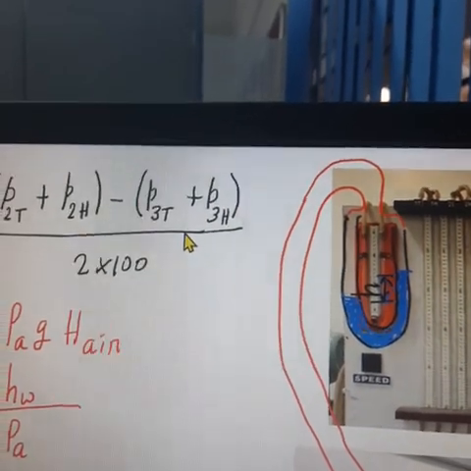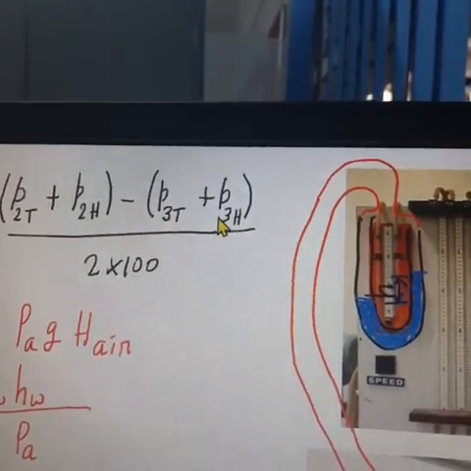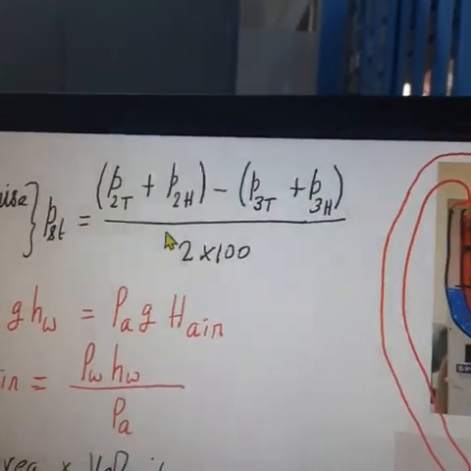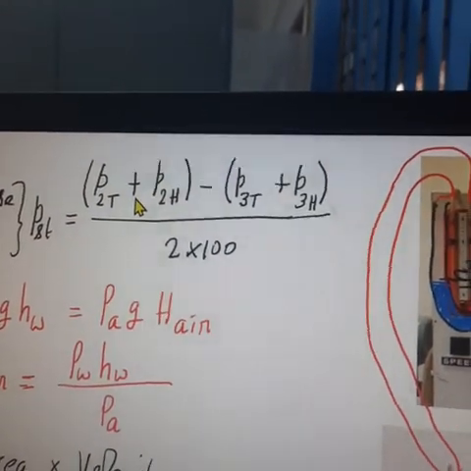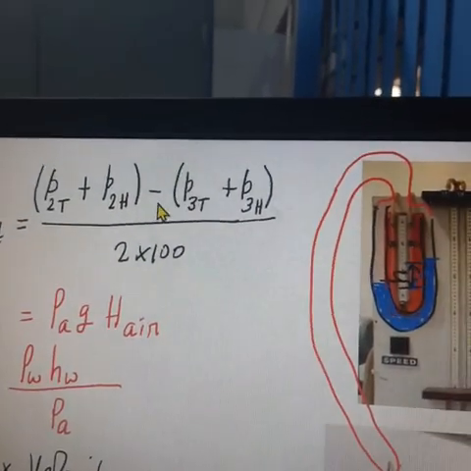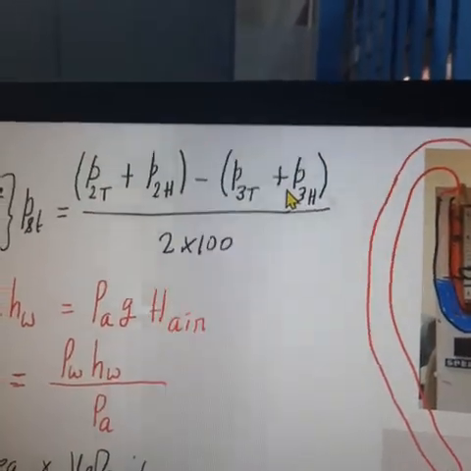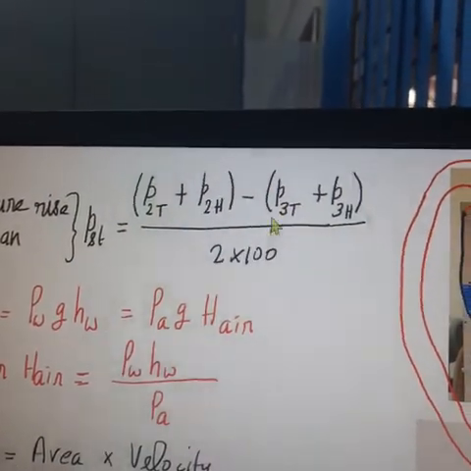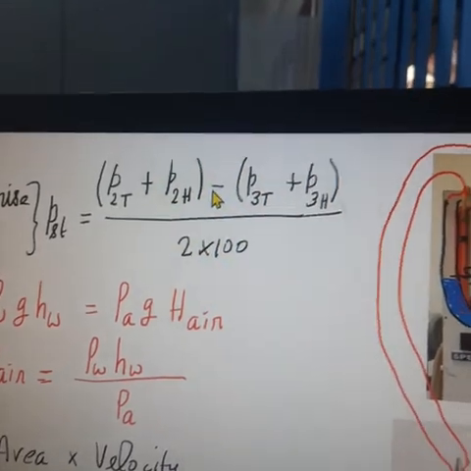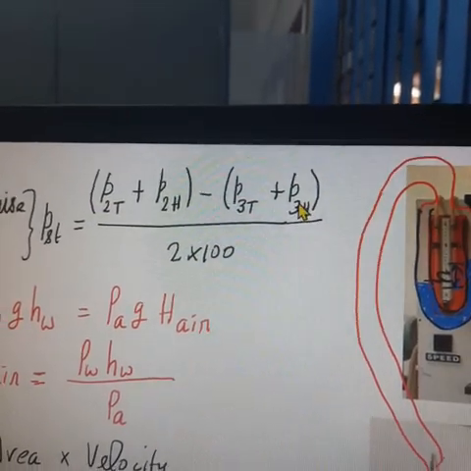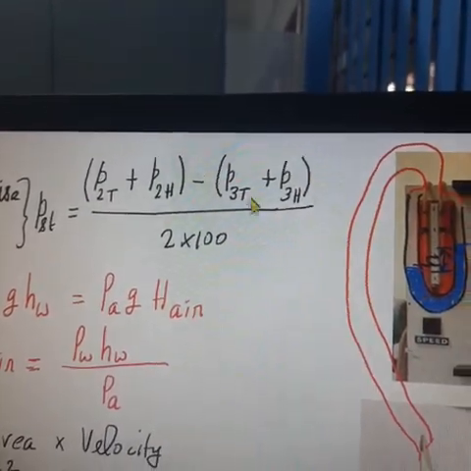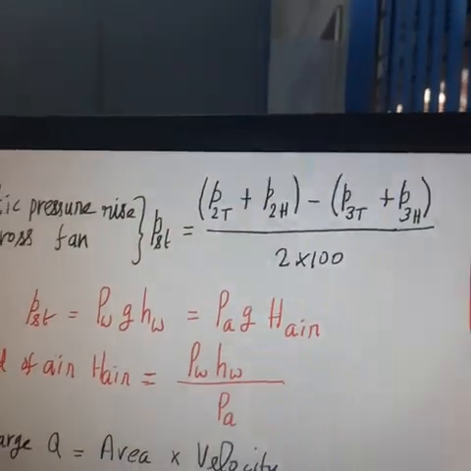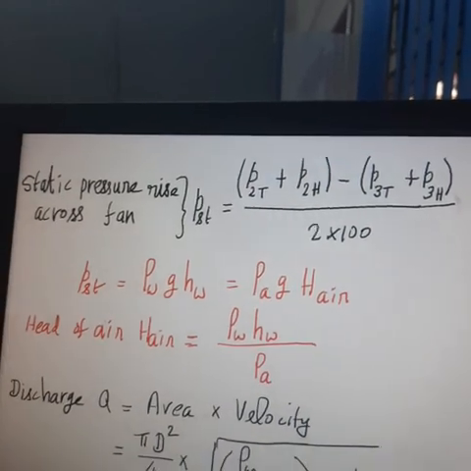Similarly, we have to find the pressure at 3T and 3H. Find the average of these two pressures by adding and dividing by 2. So the average of pressure at stage 2 minus the average of pressure at stage 3 gives the pressure rise across the fan in terms of height of water column. Since we measure the pressure in centimeter of water column, dividing this reading by 100 will give the pressure rise across the fan in meter of water column.